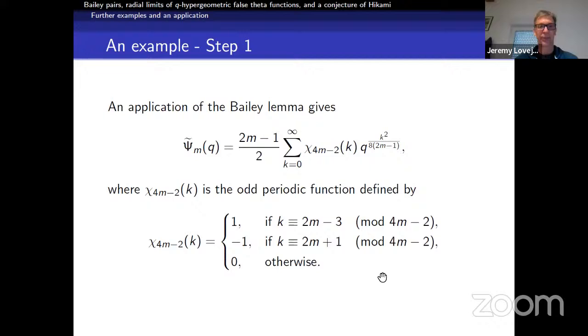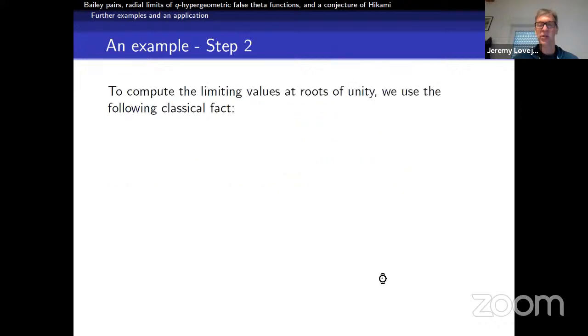So it has limiting values at roots of unity. And here's how we compute these. I'm probably telling you too much here, but this is a fact. So let's see, if f(n) is a modular function, then as t goes to zero, we have the expansion.